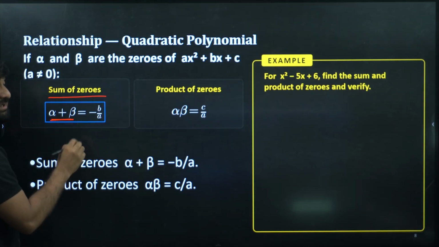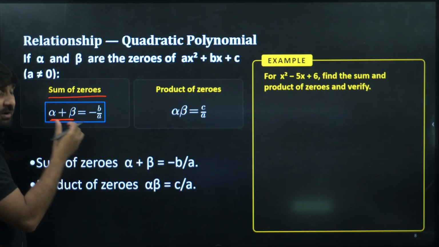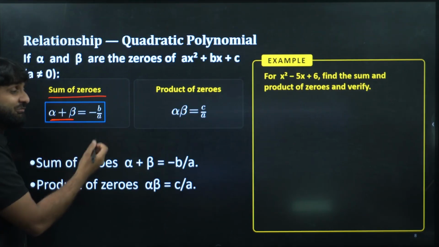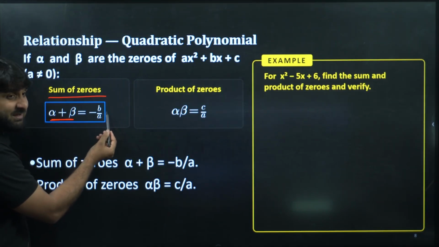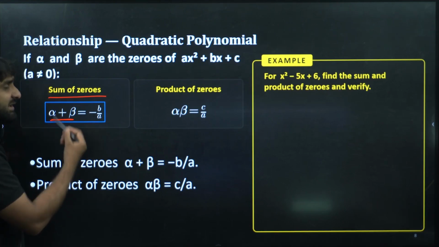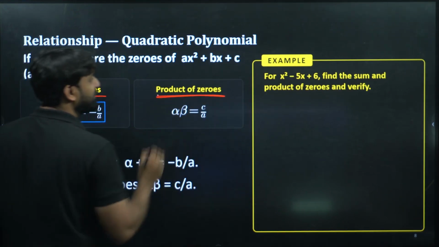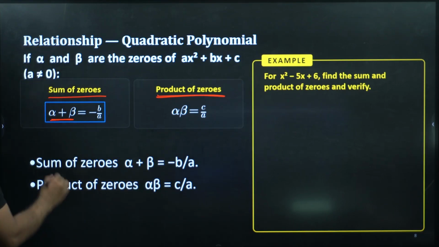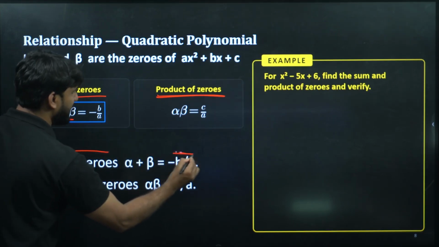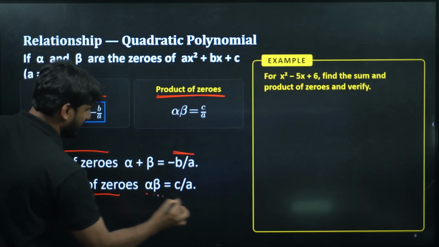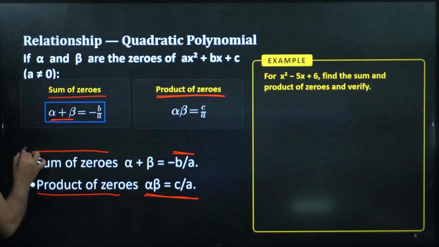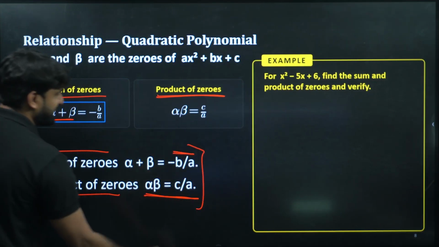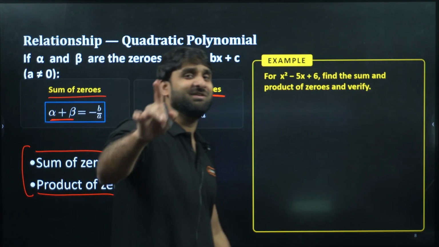Yes, my dear champion, the sum of zeros of any quadratic polynomial is equal to the coefficient of x divided by the coefficient of x square with a negative sign, and the product of zeros, alpha into beta, is equal to c by a. This is the formula. So sum of zeros is equal to minus b by a, and the product of zeros is equal to c by a. This is a very important formula. You might not be trusting my words. I know you guys are very clever.